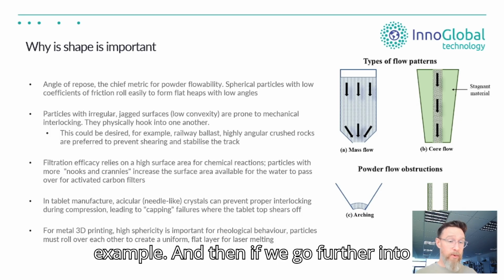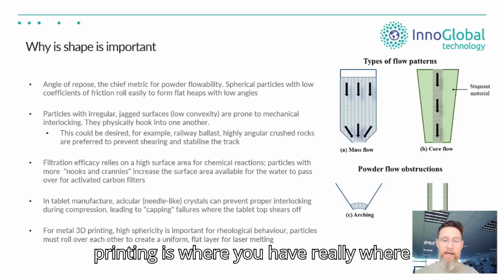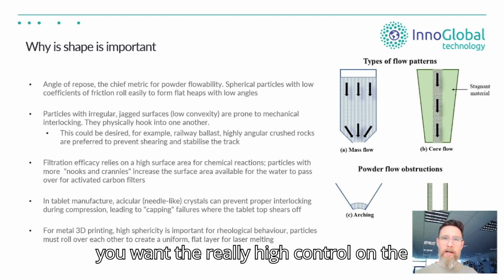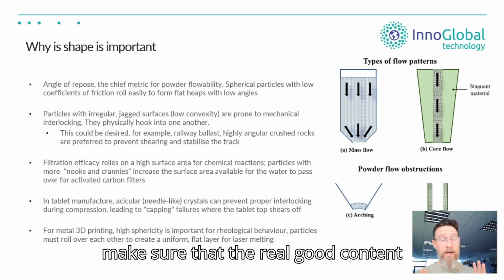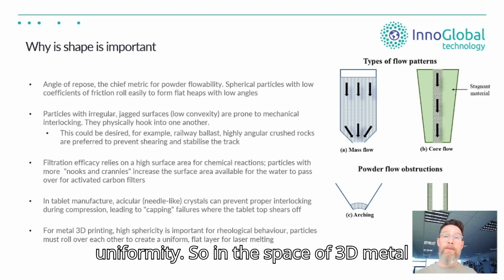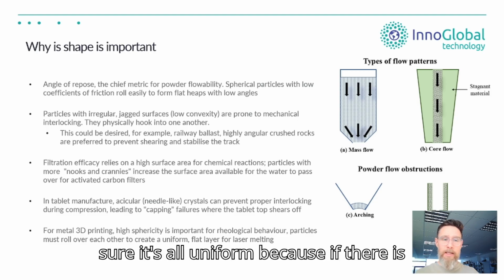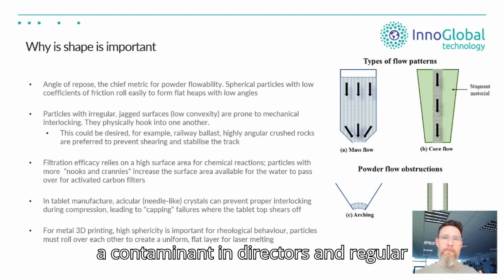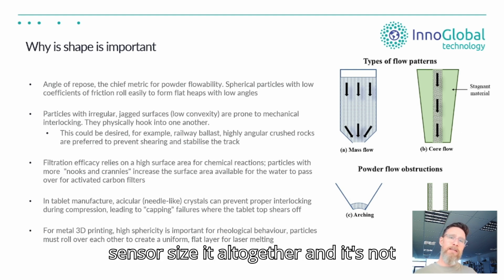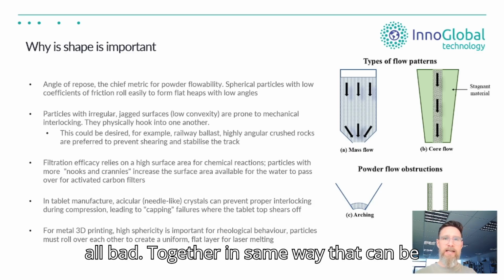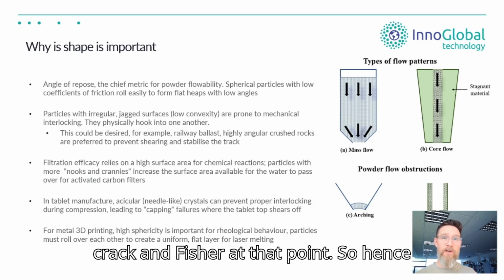And then if we go further into some other applications, 3D printing is where you want really high control on the sphericity, or how circular your particles are, to make sure of really good content uniformity. So in the space of 3D metal printing for aerospace, for example, or even aeronautical, you want to make sure it's all uniform, because if there is a contaminant in there, if there's an irregular shaped particle, and when you go to laser sinter it all together and it's not all binding together in the same way, that can be a stress point. Maybe where tensile stresses are applied, it might start to crack and fissure at that point.